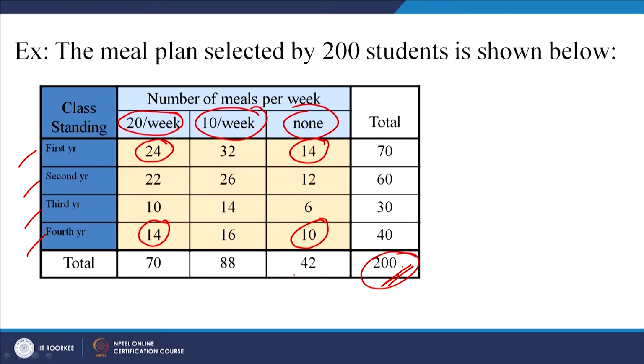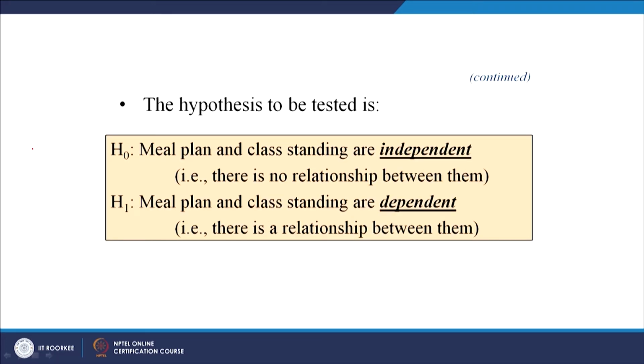So, the question is whether class standing is independent of number of meals per week, or in other words, is there any relationship between the number of meals taken by students and their class standing. So, this is to be checked, right. So, we will say that null hypothesis is meal plan and class standing are independent, right, and they are dependent is alternative hypothesis, right. So, meal plan and class standing are independent, or there is no relationship between them is null hypothesis.